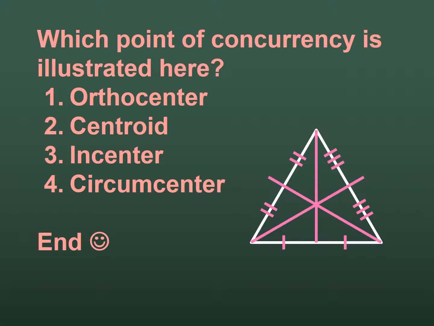Okay, and so here's a picture that's drawn, and we have to identify what's the point of concurrency here. Which one? Orthocenter, centroid, incenter, or circumcenter. Remember, these are all called points of concurrency. These are the four points of concurrency. So the question is, which point of concurrency is illustrated here? It looks like these are being divided, right? So this must be a midpoint because these two segments are congruent. That means that would be a centroid because we have three medians there. All right, go ahead and try some problems on your own.